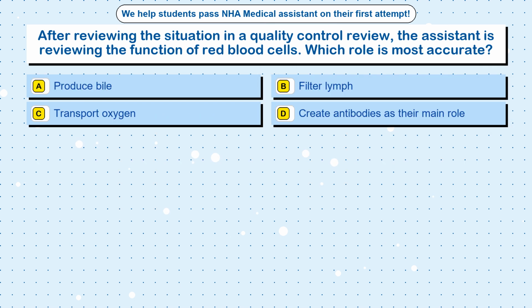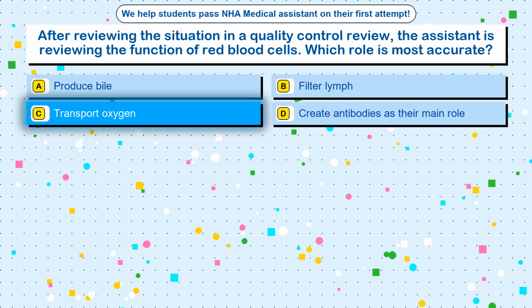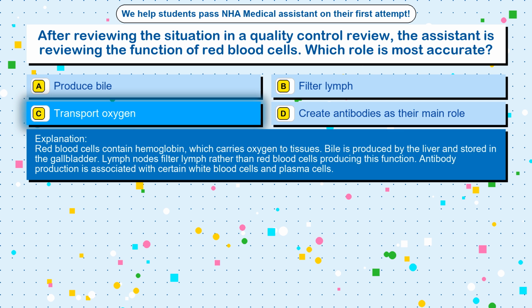Question 98. After reviewing the situation in a quality control review, the assistant is reviewing the function of red blood cells. Which role is most accurate? Option A. Produce bile. Option B. Filter lymph. Option C. Transport oxygen. Option D. Create antibodies as their main role. The correct answer is option C. Transport oxygen. Red blood cells contain hemoglobin, which carries oxygen to tissues.